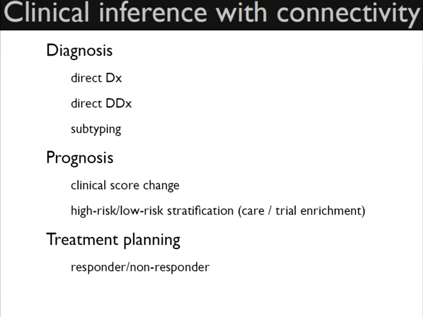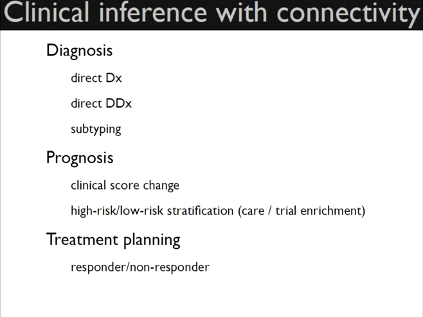What can you do if you have connectivity data? You can do three things. You can do diagnosis, you can do prognosis, and you can do treatment planning. In terms of diagnosis, you've seen lots of examples today of direct diagnosis. So that is, does this person have the disease or not? So direct diagnosis. More interesting is differential diagnosis.